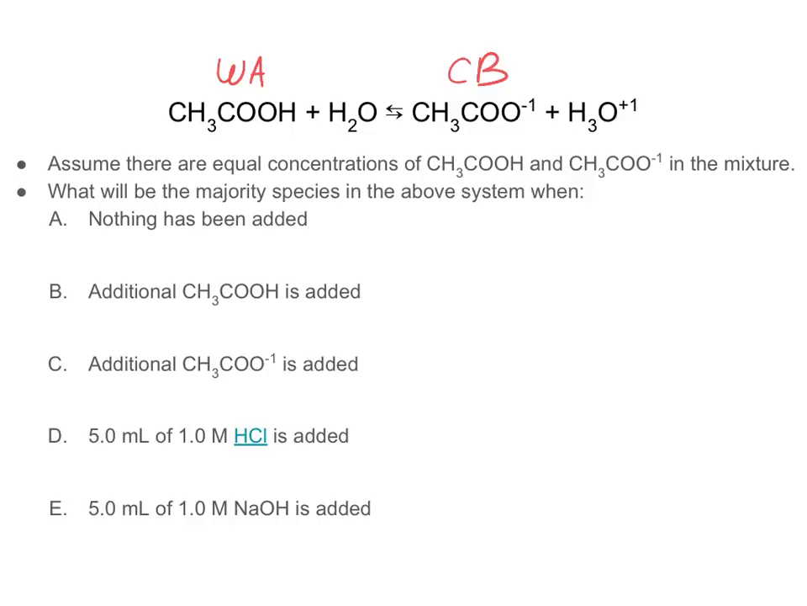All right, now, this question is asking, again, equal concentrations of the acetic acid and the acetate ion. What will be the majority species in the above system? I know that species is usually reserved for biology people, but in chemistry, chemists generally refer to the reactants and the products as species. So there are 4 species in this particular equilibrium reaction. When I say the majority species, I'm asking which one of these concentrations will be the greatest after this has happened.